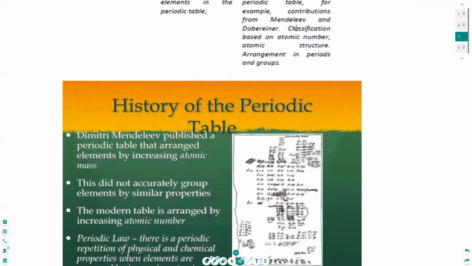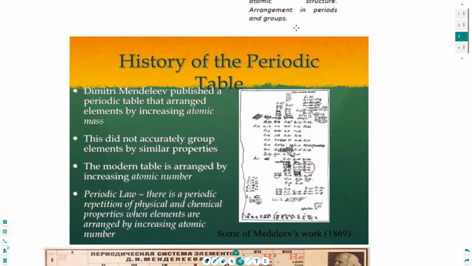So I have a little historical background here for the periodic table. Dmitry Mendeleev was the first person that actually published a periodic table, and he placed the elements in a periodic table according to their atomic masses. What he realized was that the elements behave similarly after every 8 elements. Then the 9th one would behave just like the first one. So he realized that there was some pattern in the periodic table, but his periodic table was a little bit off because he was using atomic mass instead of the atomic number. So he did not accurately group elements together by similar properties.